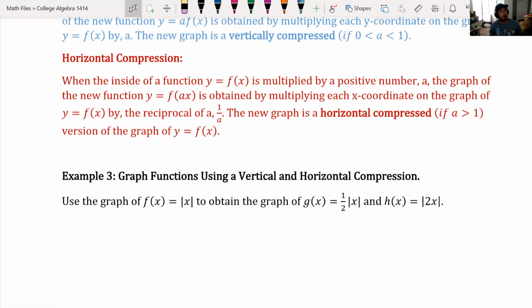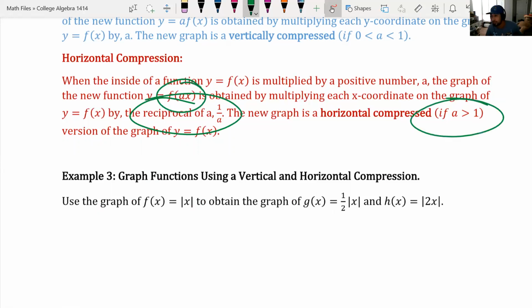A horizontal compression, always think opposite. Now, once again, if a number is multiplied inside the function giving us f of a of x, then no matter what, we will always multiply by the reciprocal. So no matter what number is inside the function, you always multiply by the reciprocal. And if the number is greater than 1, this will be a horizontal compression. So one thing to take away is whatever number is inside that function, just multiply by the reciprocal. That's it. Okay, that's vertical compression, horizontal compression.